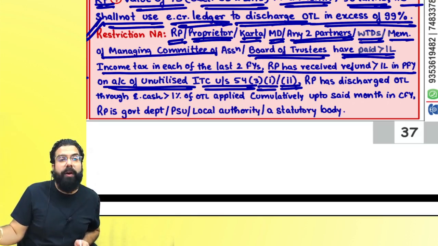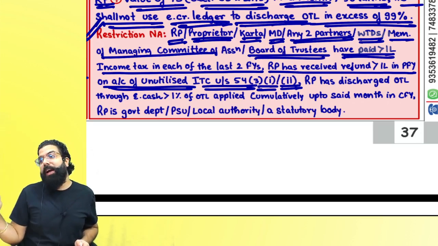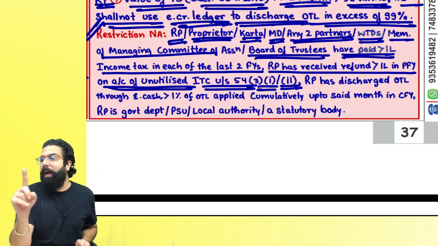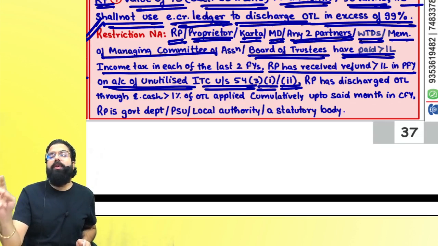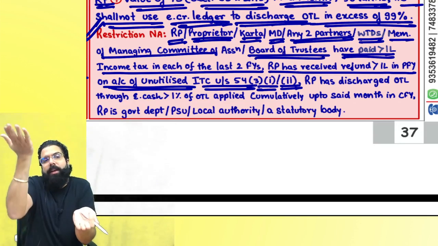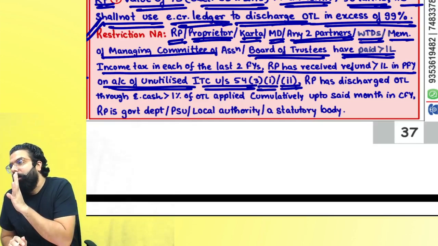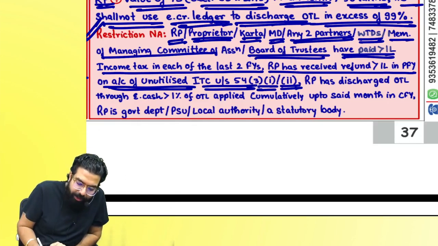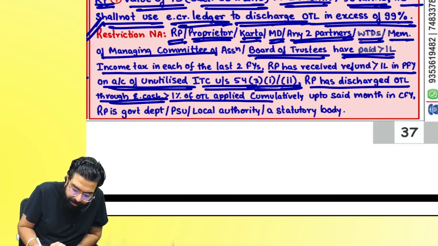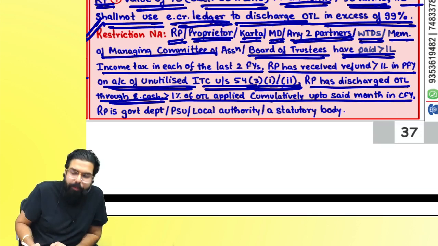Or in the last year, not last 2 years, last year you had received a refund of ITC. Input tax credit refund is given only in two scenarios. One is zero-rated supply, and secondly, sir, if you are a case of inverted duty structure where the output rate is less than the input rate, then only refund is given. So in this scenario, if you are given a refund of more than 1 lakh rupees, or the registered person has discharged through e-cash greater than 1% of the output tax liability cumulatively up to the said month.